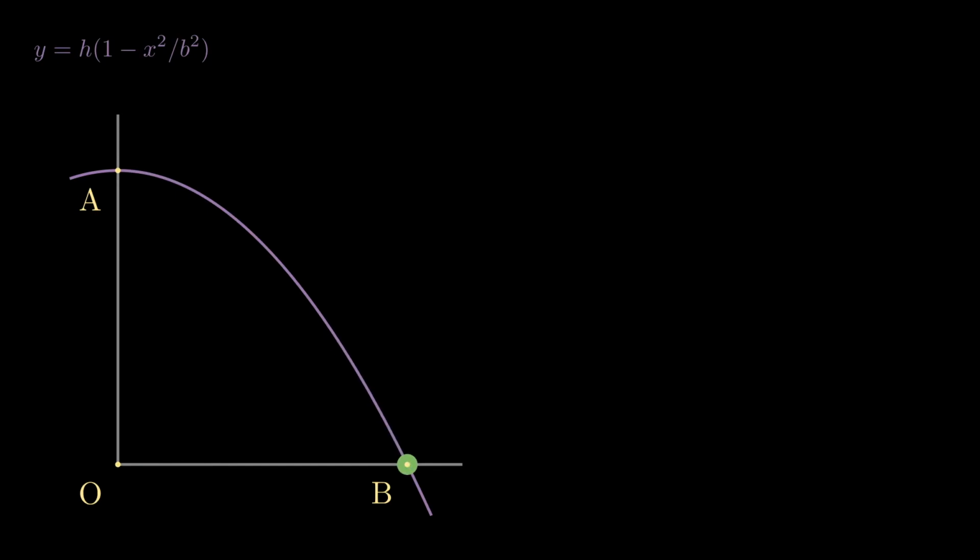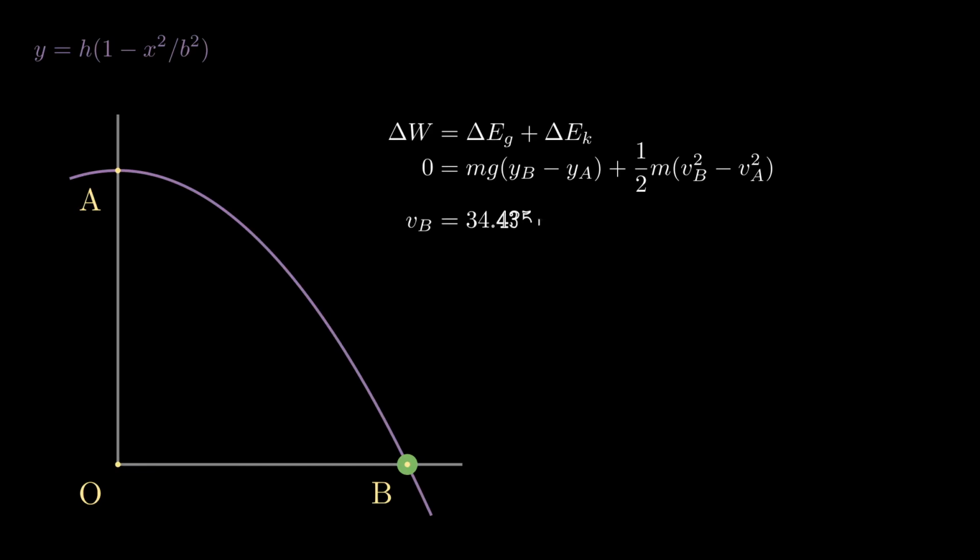We know to use energy methods here since the path between the points A and B is somewhat complex, so energy methods make our life a lot easier. Just like before, we can write out the conservation of energy equation. We can expand it out, and we can see that we pretty much know everything in this equation already. We can find YB and YA from the path equation shown in purple, and VA is given. This results in an answer of VB equals 34.435 meters per second.